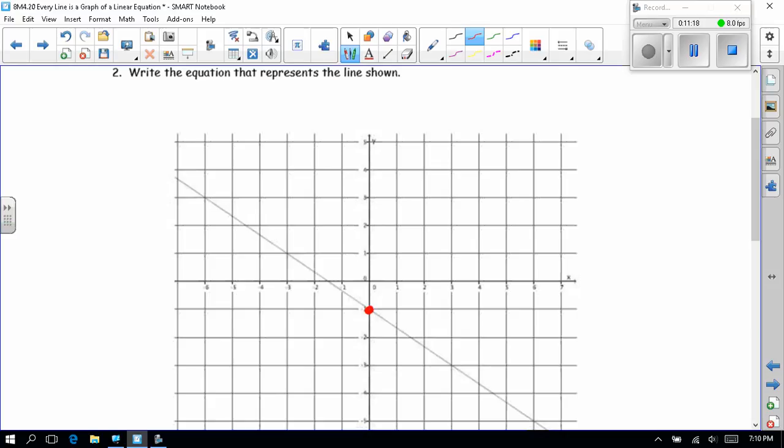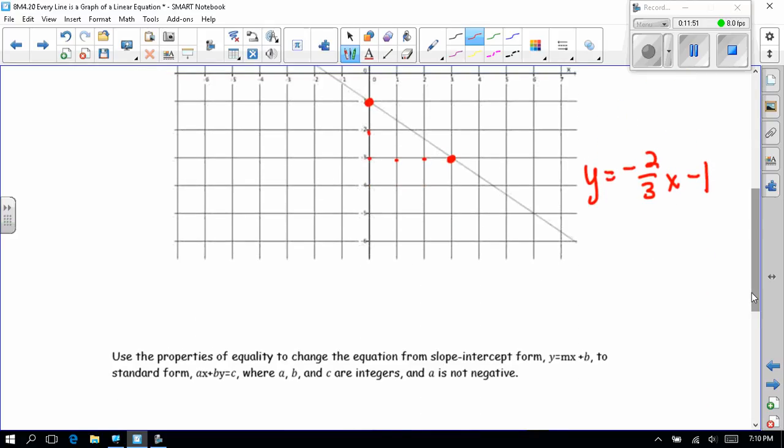Identify your y-intercept. And our slope here, the next set of integer coordinates, looks like they're down here. Our rise is -2. Our run is 3. So our equation would be y equals -2/3 x minus 1.